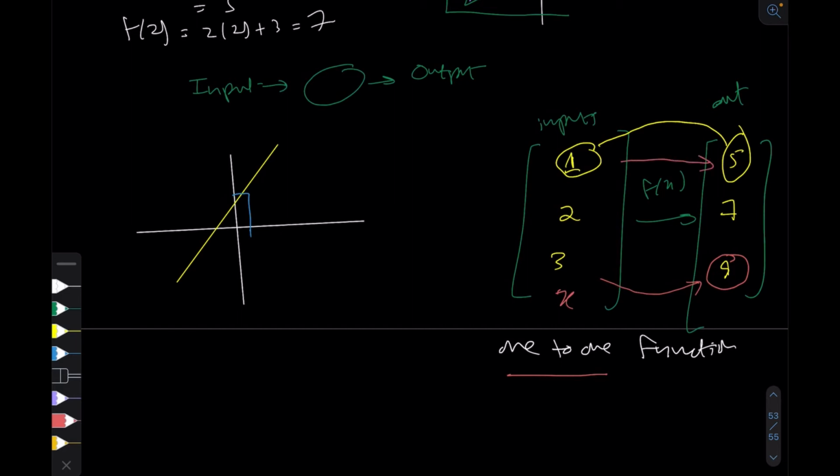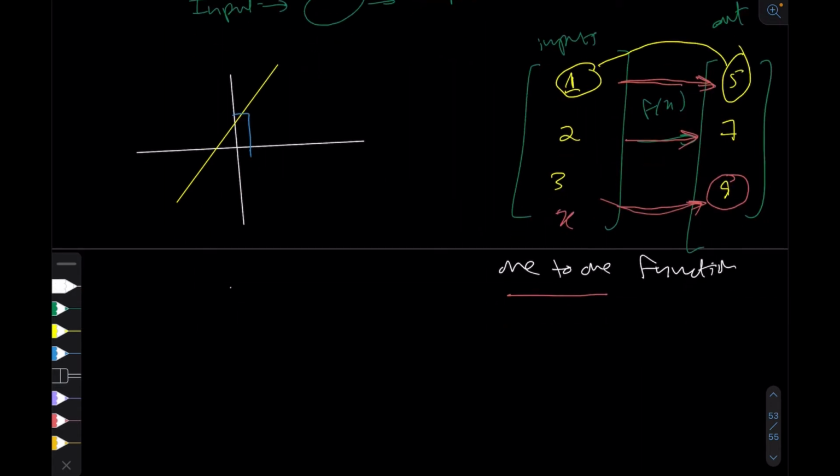if there's only one arrow pointing to the output. One went to 5, two went to 7, three went to 9, and there's only one arrow pointing towards 5, 7, and 9. Let me give you another example.